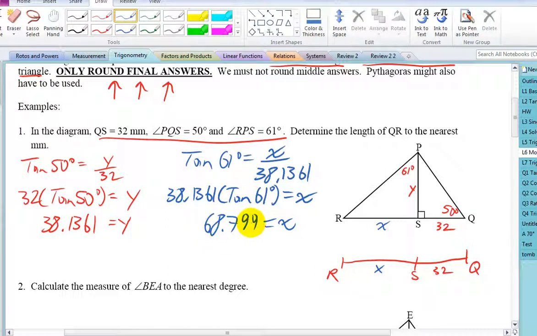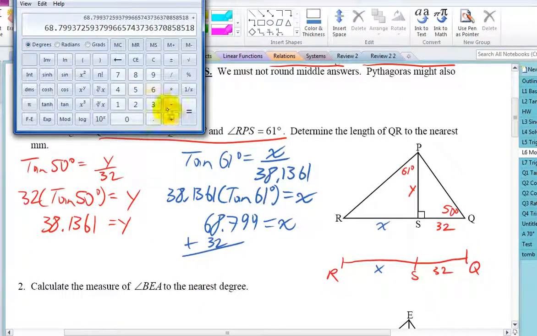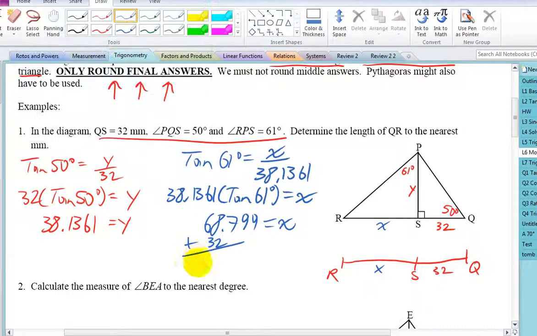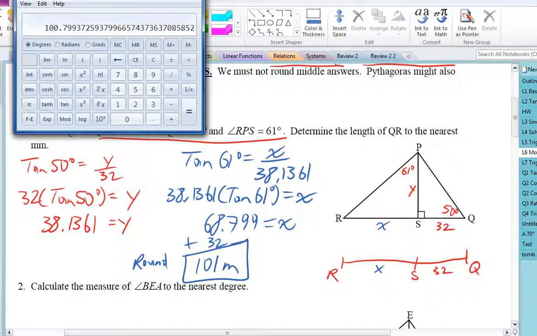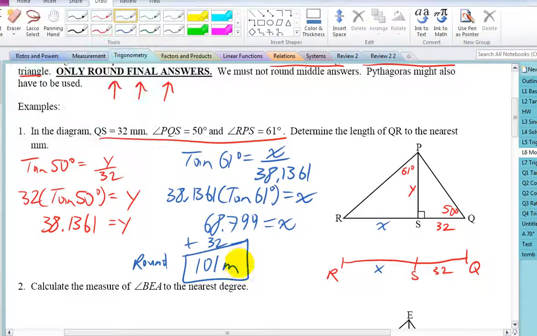Okay. Now that I found X, which I should have, then you can go and add. So plus 32. On the calculator, that's easy to keep your decimals. And now we should round to the nearest meter. So 101 meters. Okay. Make sure you round now for your final answer. Okay. Pardon me? It's in millimeters? Thank you. Millimeters. Okay.